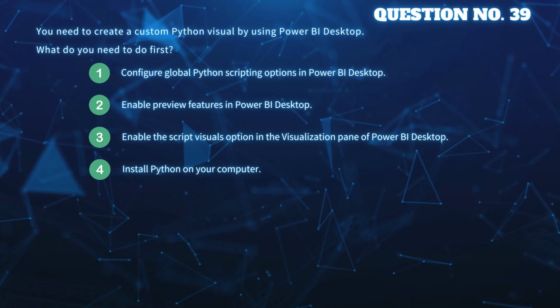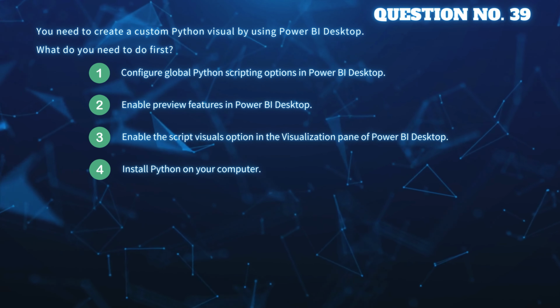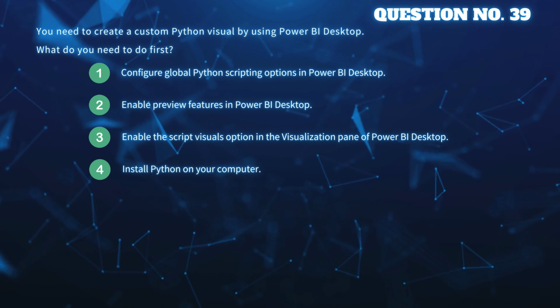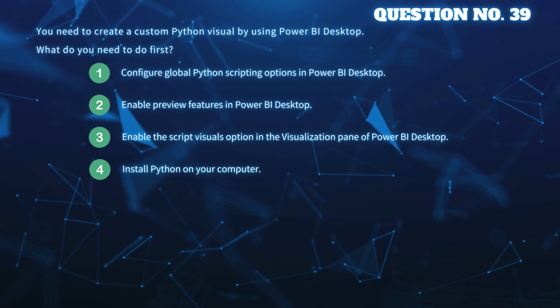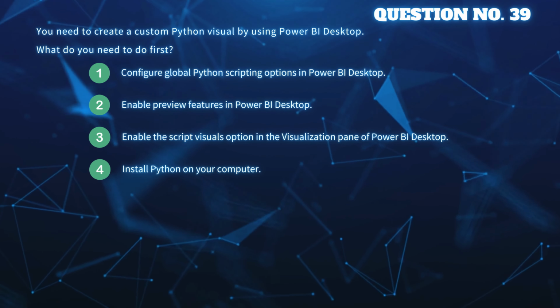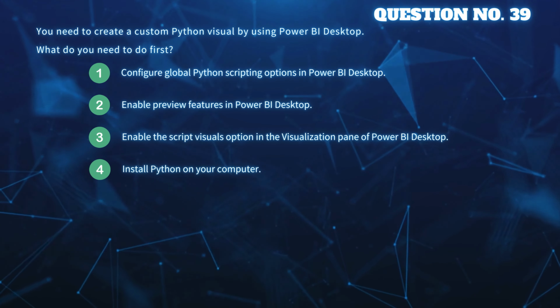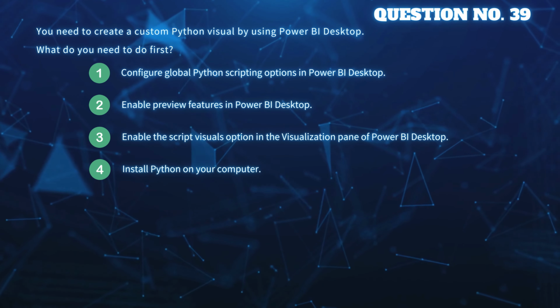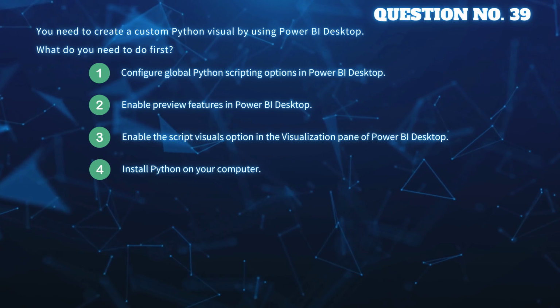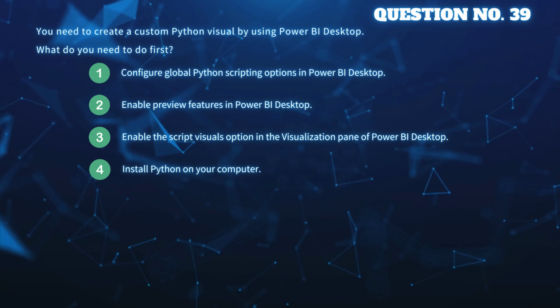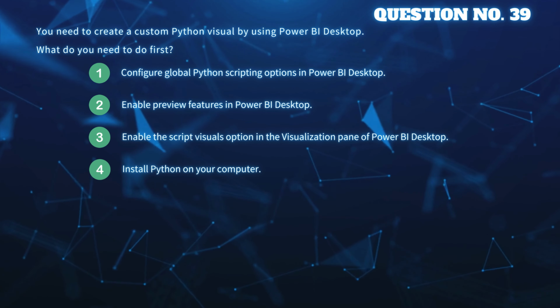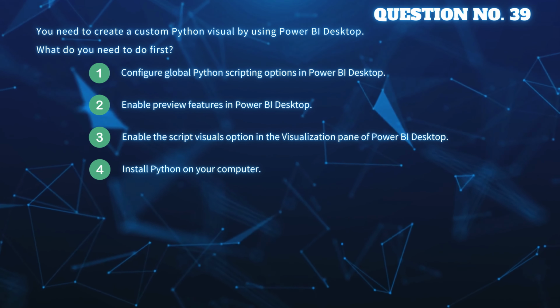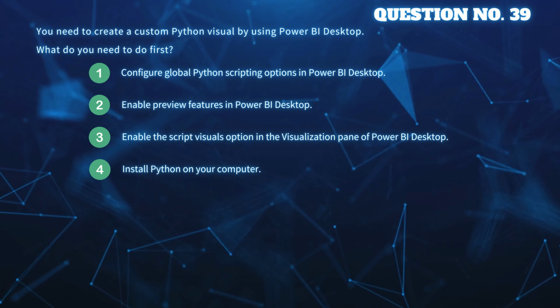You need to create a custom Python visual by using Power BI Desktop. What do you need to do first? Option 1, configure global Python scripting options in Power BI Desktop. Option 2, enable preview features in Power BI Desktop. Option 3, enable the script visuals option in the visualization pane of Power BI Desktop. Option 4, install Python on your computer.